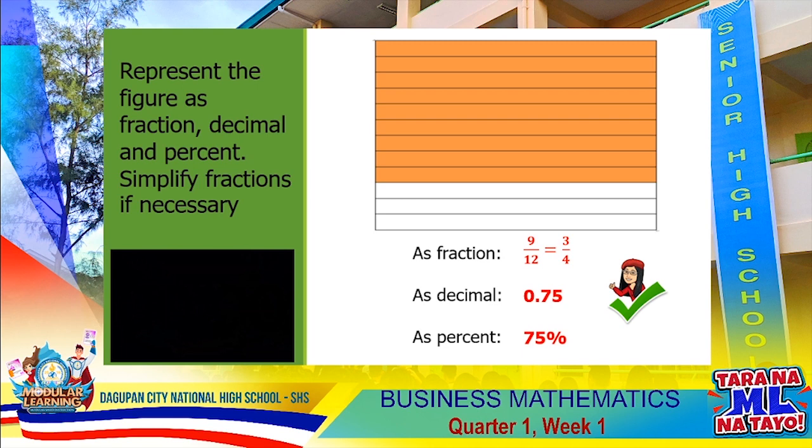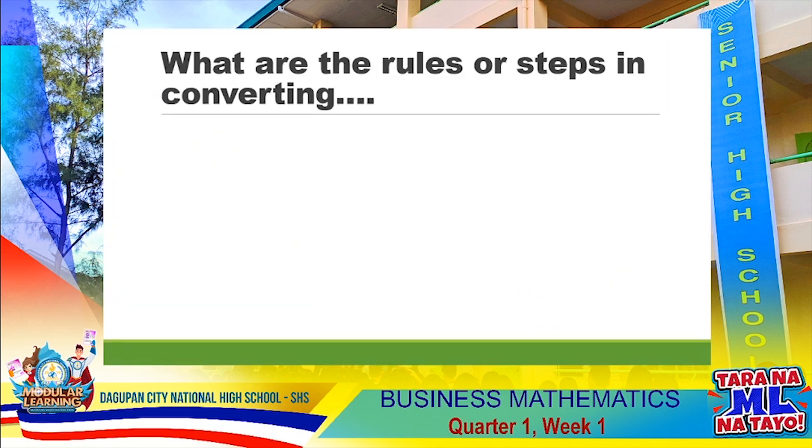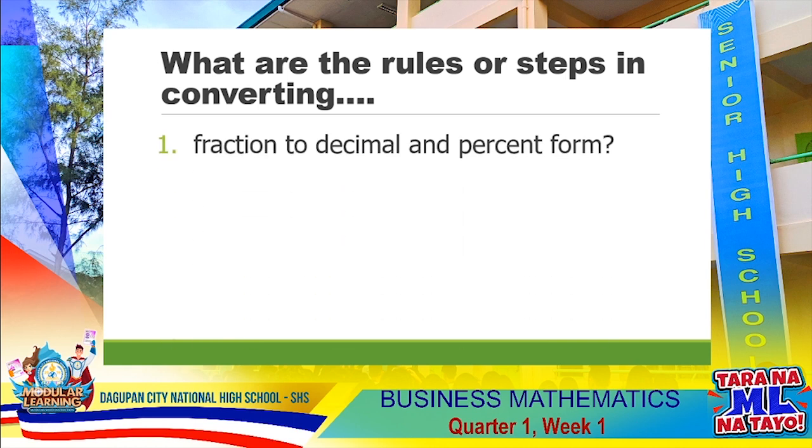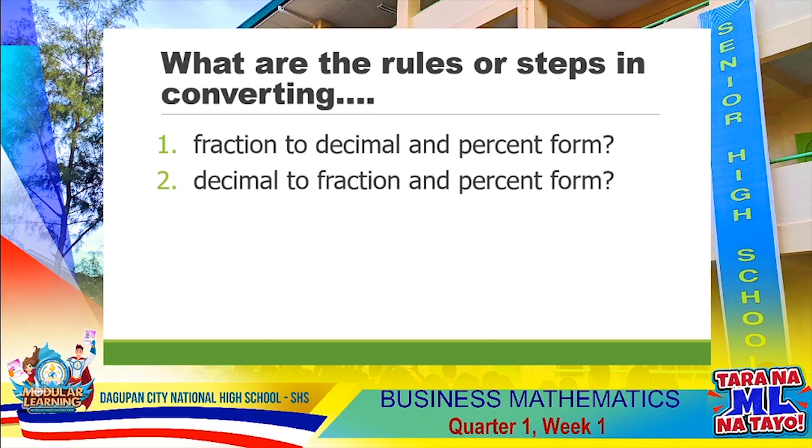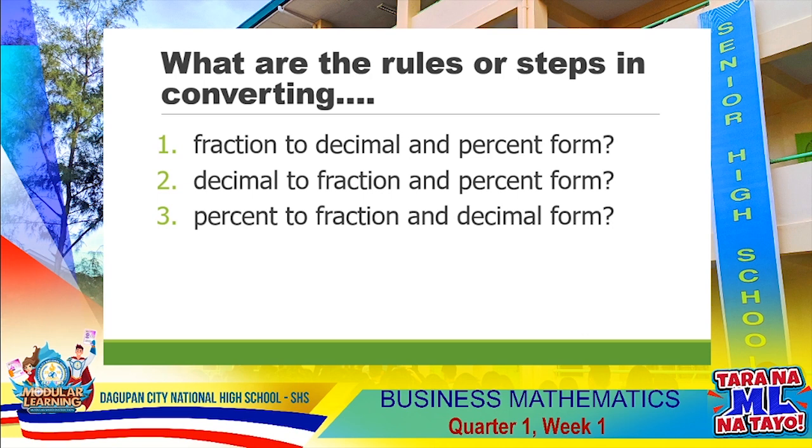From the activity, what are the rules or steps in converting fraction to decimal and percent form? Decimal to fraction and percent form? Percent to fraction and decimal form?